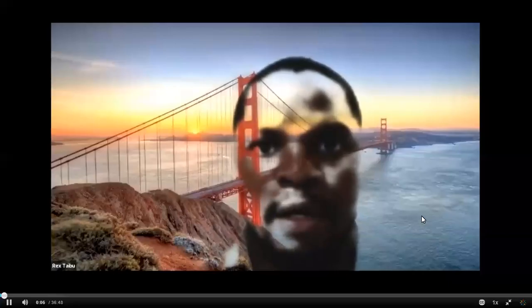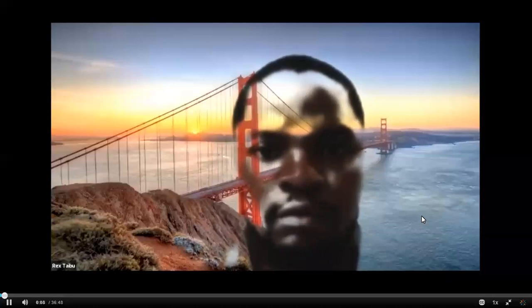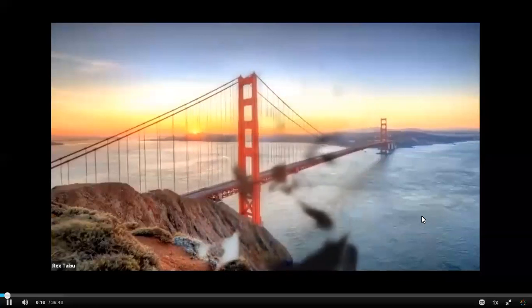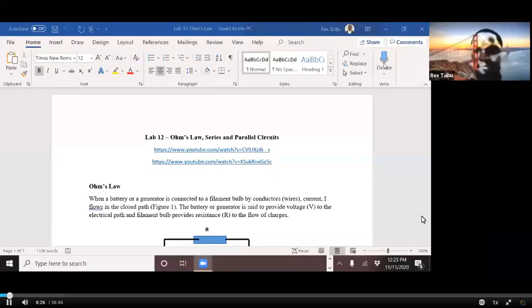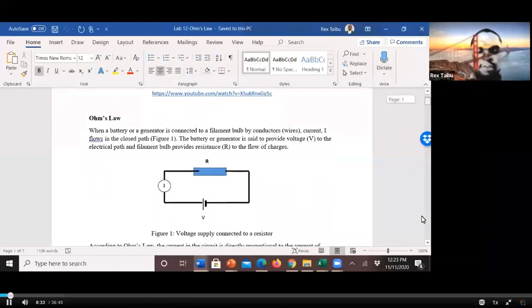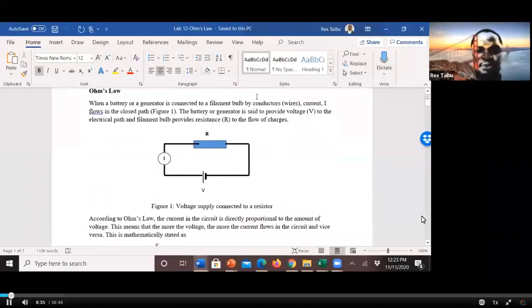Lab number 12. The title for this lab is Ohm's Law. So we are going to explore Ohm's Law. As usual, I'm going to share my screen so we can take a look together. Okay, so that's your lab here. It's Ohm's Law.